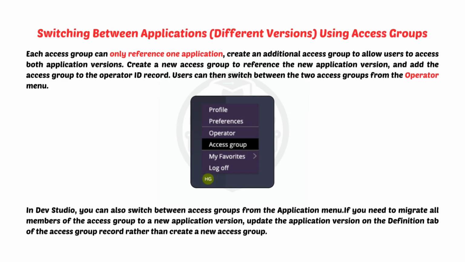A key feature of access groups is enabling users to switch between application versions. Each access group links to one application and version. If a user needs access to more than one version, create a new access group and add it to their operator ID. They can then switch between access groups using the operator menu. In Dev Studio, users can also switch access groups from the application menu. If you want all users to move to a new version, just update the version in the Access Group's Definition tab. No need to create a new access group.